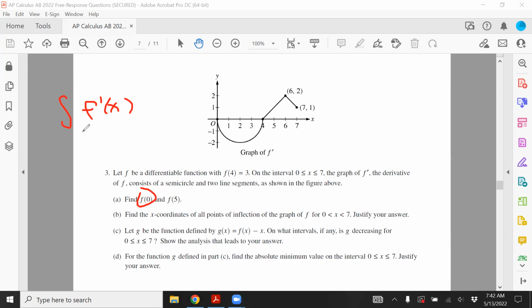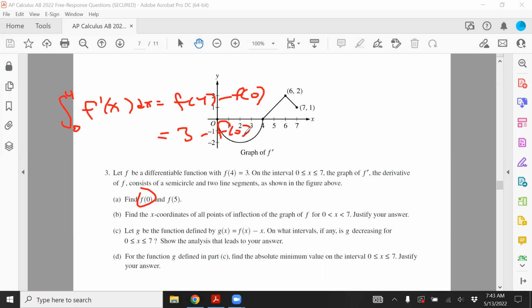For f(0), let's go with 0 as a lower limit, 4 as your upper limit, dx, of course. And if you're using your FTC correctly, that's just f(4) minus f(0). So that's your fundamental theorem of calculus. So yeah, you know what f(4) is, it's 3. f(0) we want to find.